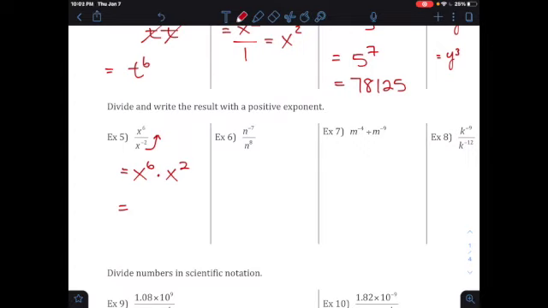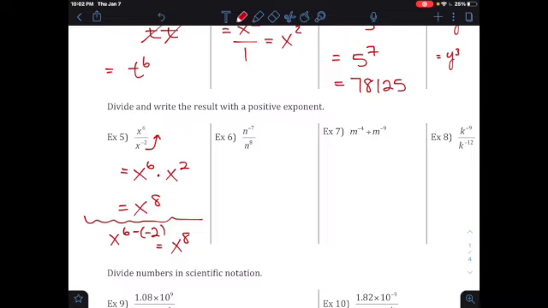Therefore, you know they are side by side. It's 6 of them plus 2 of them, so it's going to be x to the 8th. Or another way you can do it is x to the 6th power, following the rule, top minus the bottom, minus a negative 2, is also x to the 8th power. You can do it either way.